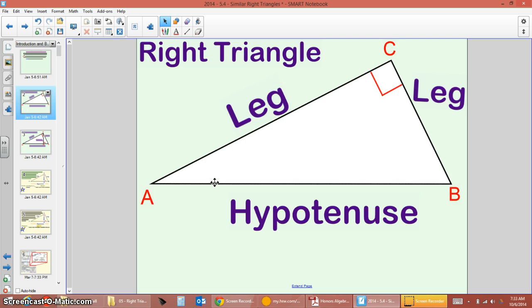All right, so right here, if we have a right triangle, we talk about two legs are the shorter pieces. We got the shortest, the middle, and then the longest. The longest we call the hypotenuse. This is review. We've talked about this before.